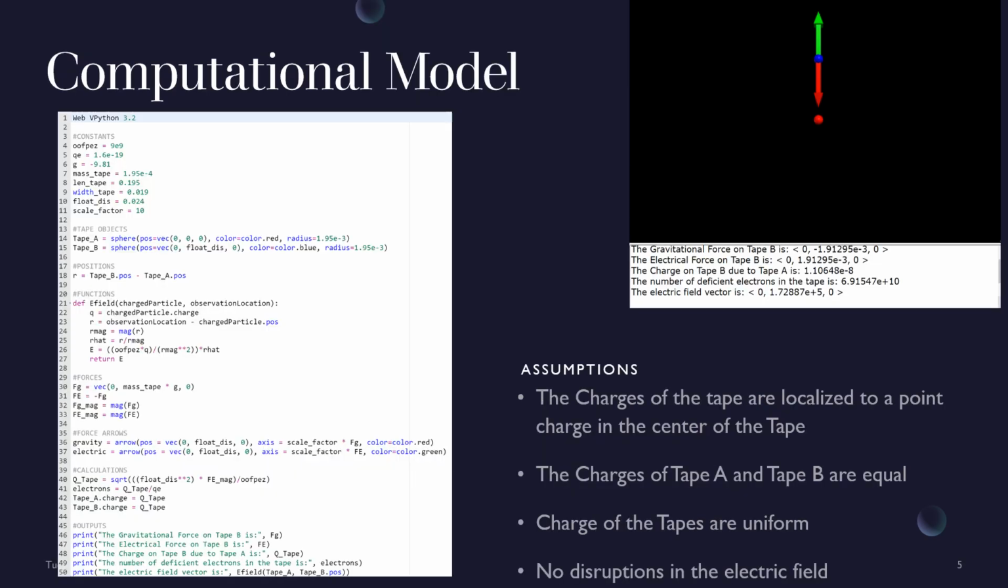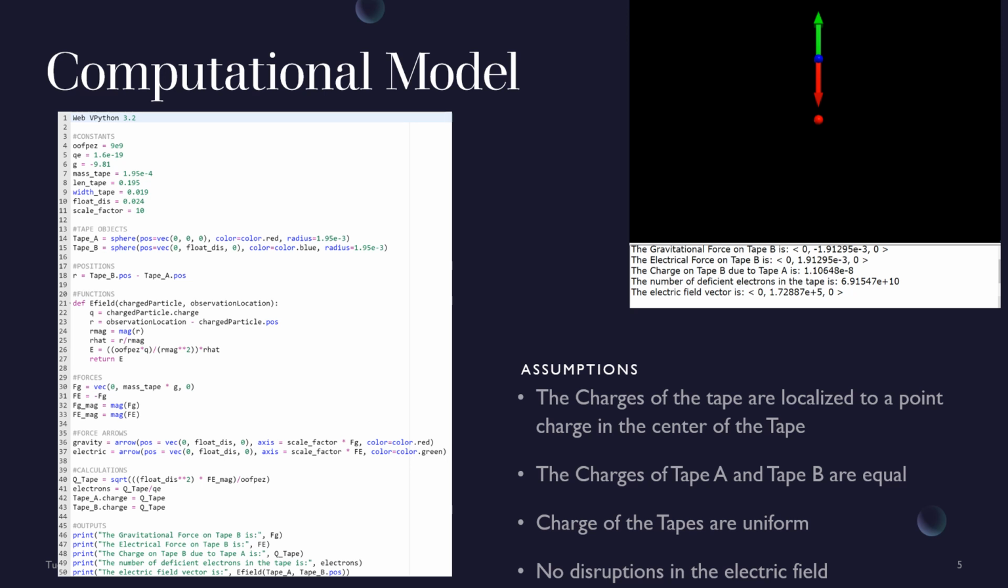Now, the computational model is just modeling exactly what we explored here. The green arrow is representative of the electrostatic force, the red arrow is representative of the force of gravity, our blue particle is tape B, and the red particle is tape A. Because tape B is our system, all the forces are done in relation to tape B. It also prints out some values here.